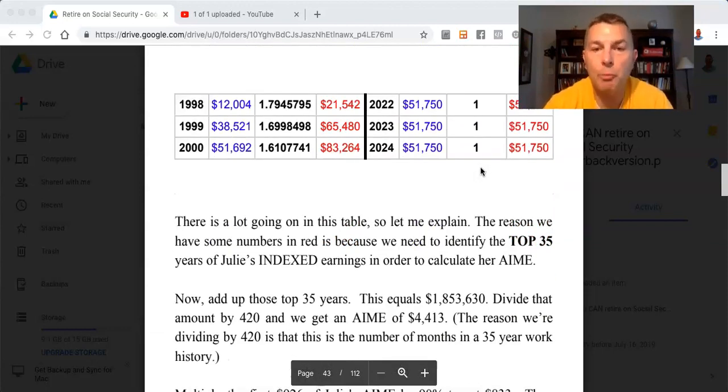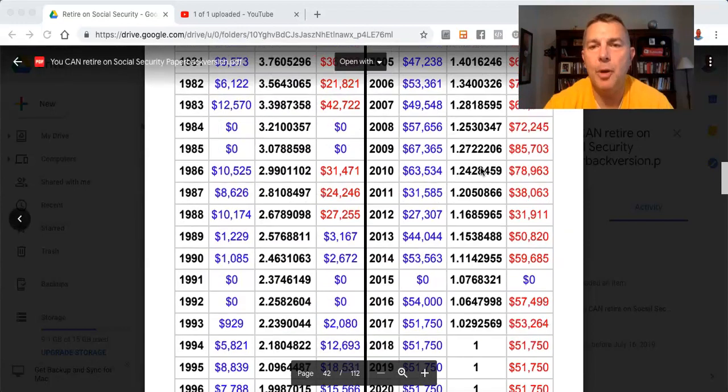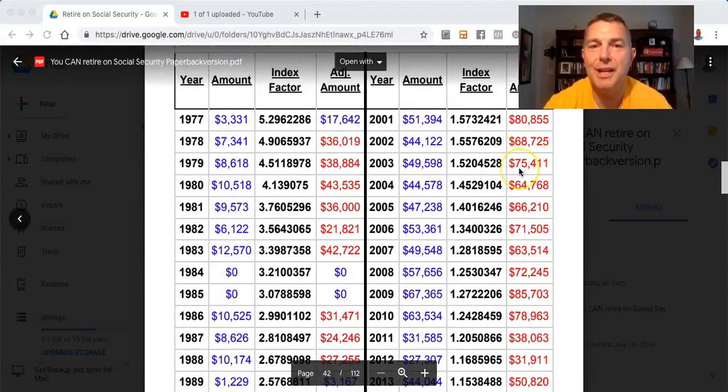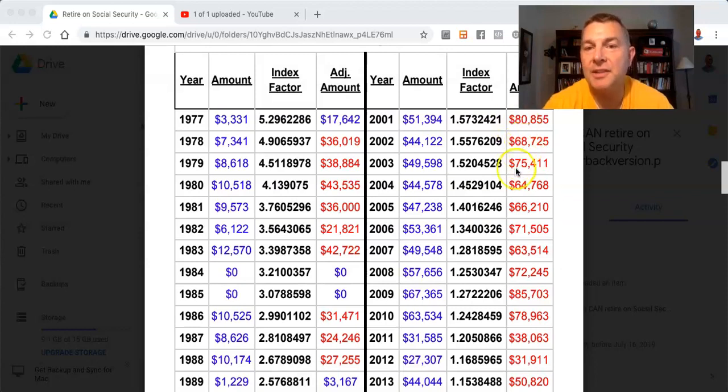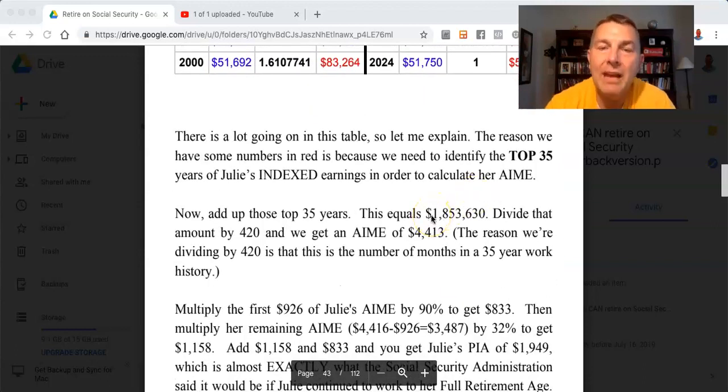The reason we have some numbers in red is because we need to identify the top 35 years of Julie's indexed earnings in order to calculate her average indexed monthly earnings. Now add up those top 35 years, and again, these are all the ones in red. So we're adding up the indexed earnings. In 2001, she made $51,539. We have an index factor of 1.57, so her adjusted amount is $80,055. We add up all those indexed earnings, and we get $1.853 million.